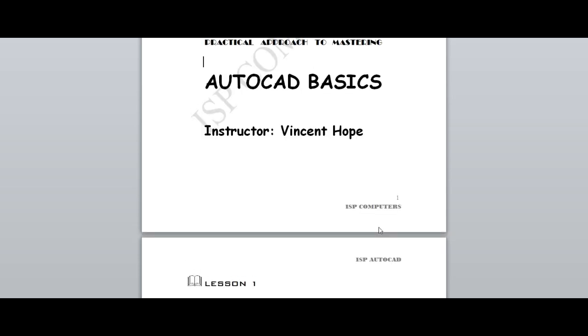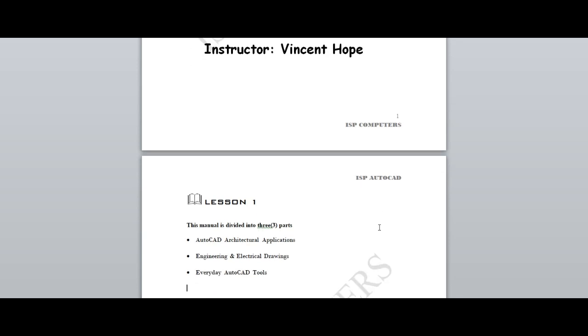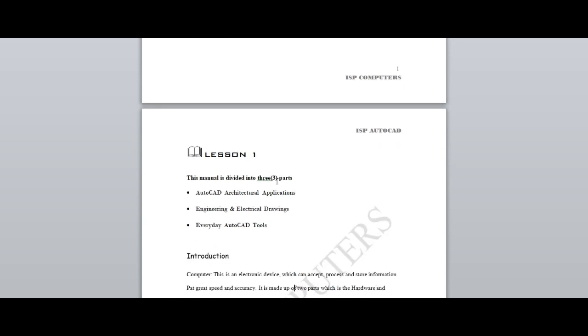Now, what are the things we're going to be learning in AUTOCAD? Basically, we're going to be learning three things. We're going to be learning AUTOCAD architectural applications, how you use AUTOCAD in architectural applications. We're also going to be learning how to use AUTOCAD in engineering electrical drawings. Then we're going to dive deep into some of the AUTOCAD everyday tools you're going to be using, because the whole essence of any program is to understand how to use the tools. Now, let's quickly jump right into it.